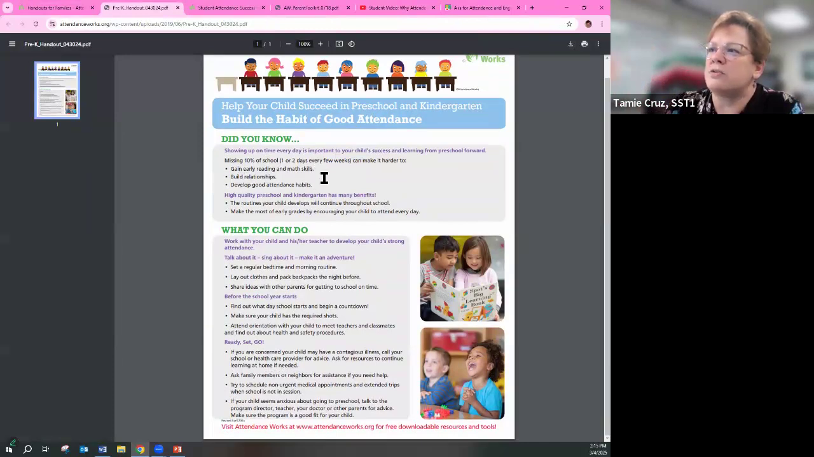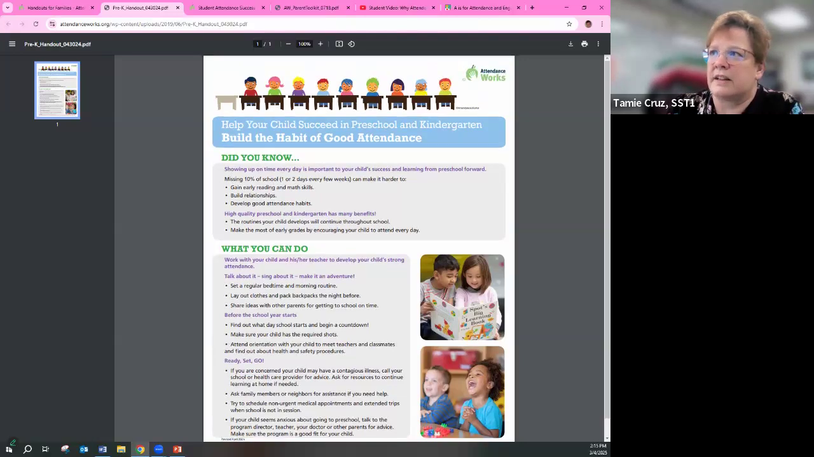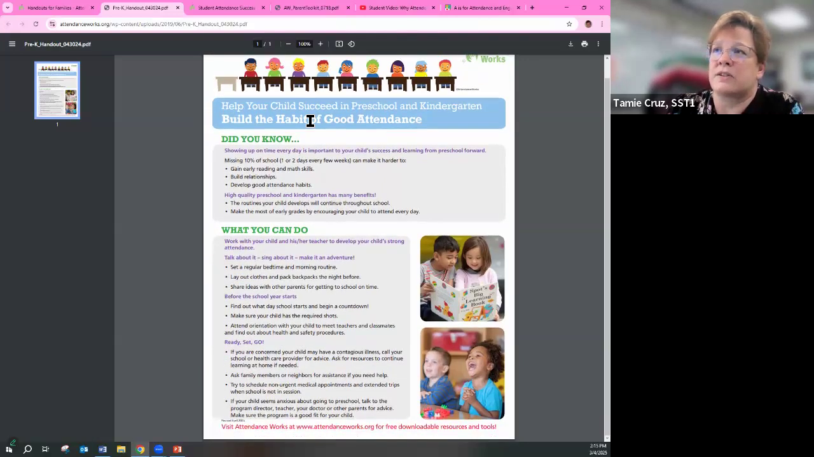So, did you know that not showing up can make it harder for students to gain early reading and math skills, build relationships, and develop good attendance habits? And then these are things that you can do. And again, it comes in different languages, so that's helpful.